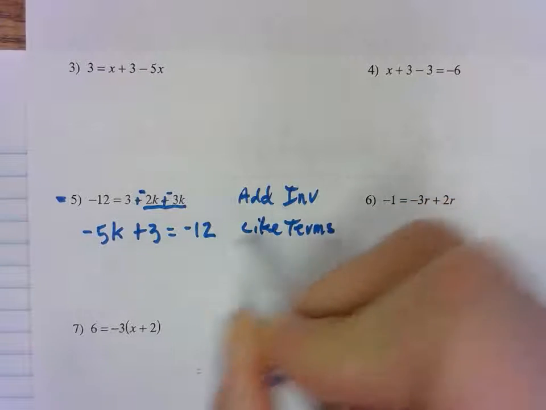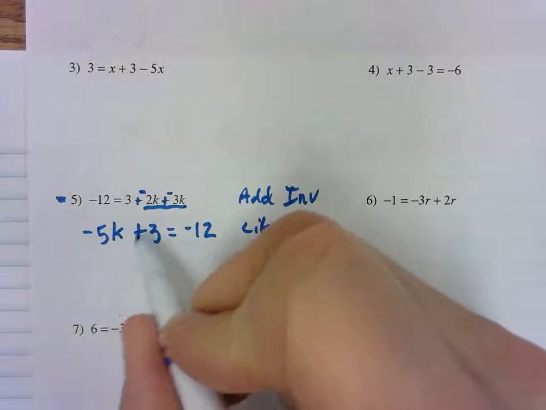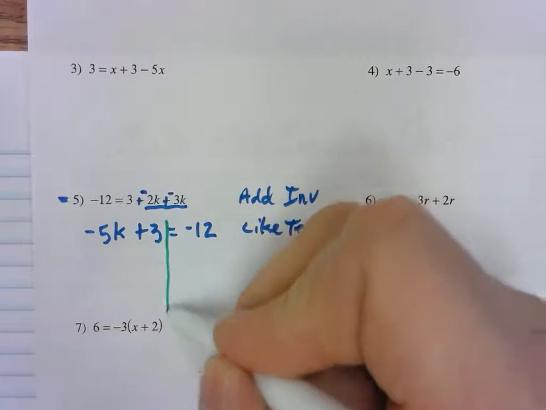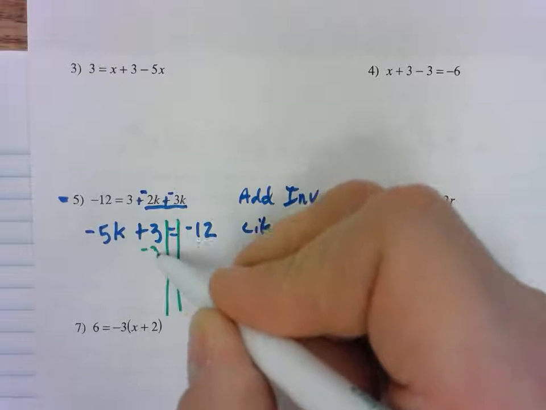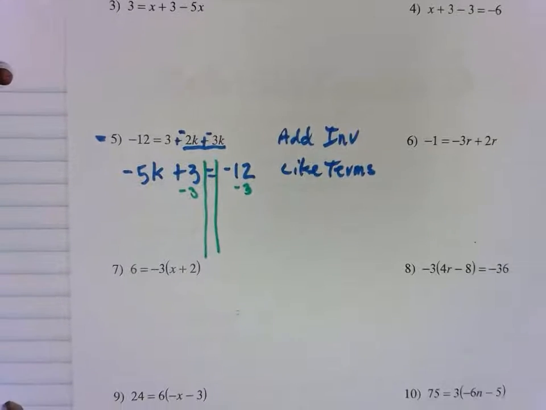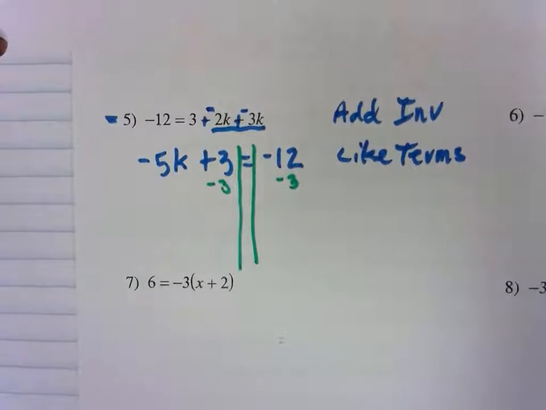Once you get those like terms put together, we are now back to a two-step equation. So just like we've been doing, we want to get rid of the constant first. Let me get a different color so you can do the little train track method. We're going to subtract 3 from the left, we're going to subtract 3 from the right. Hopefully you can see that all right.